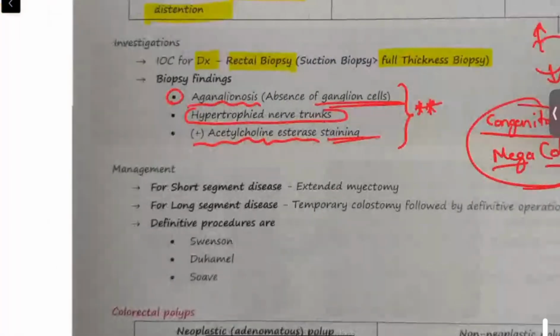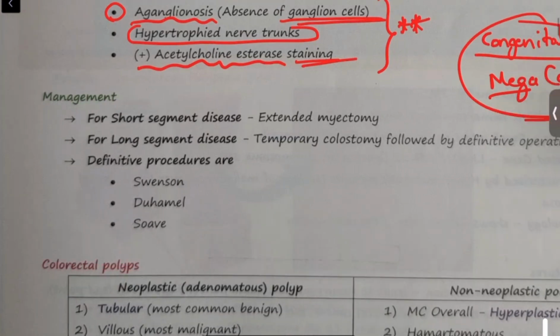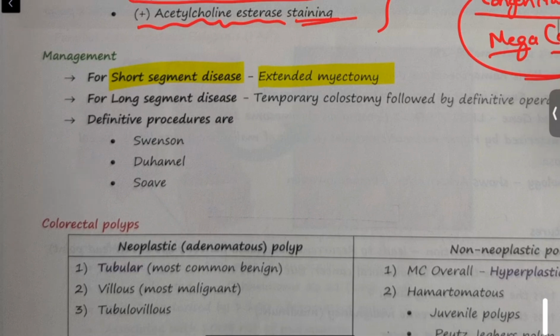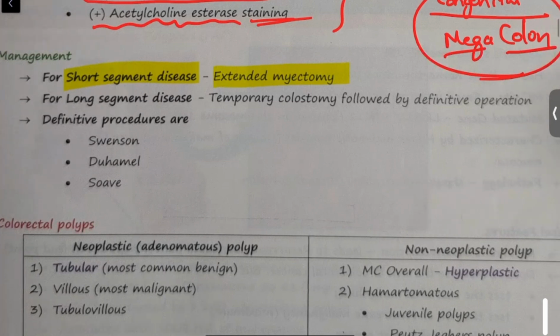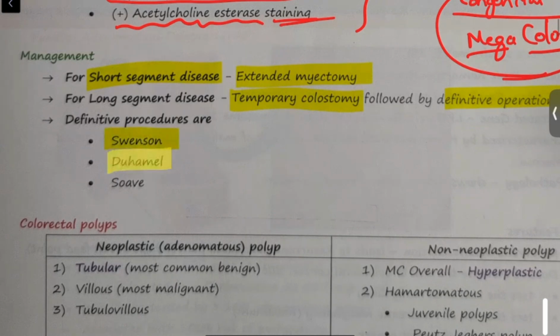Okay, so once we diagnose this, how will we manage this case? If there is only a short segment of disease, then we will go for extended myectomy. Whatever short segment is involved, we will cut off that part of colon and then just anastomose, basically resection and anastomosis type. If there is a long segment, then we will have to go for temporary colostomy followed by definitive operations like Swenson, Duhamel or Soave procedure.